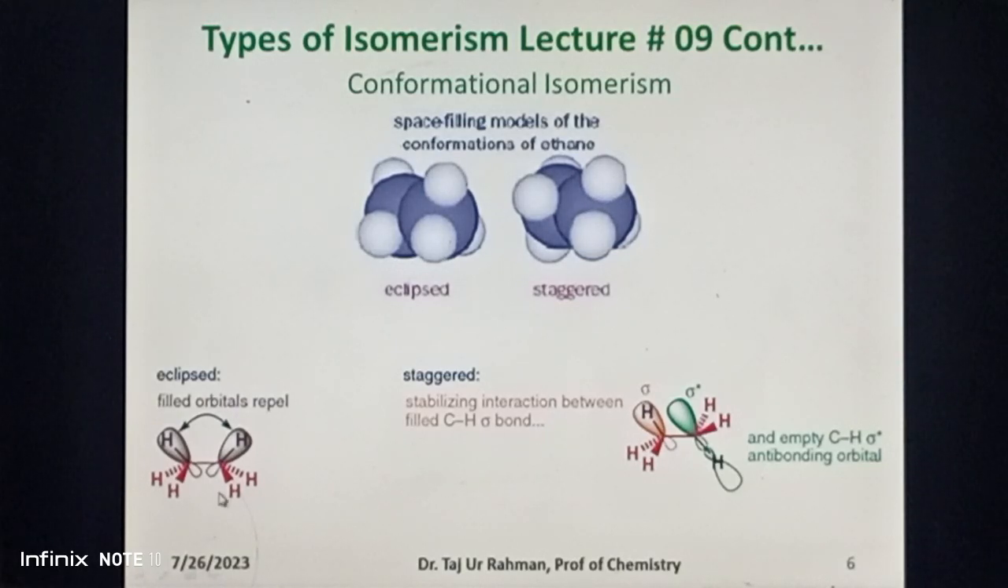In this eclipsed conformation of ethane, the carbon-hydrogen bonds on the front and rear carbons are parallel and close to one another and cause steric strain or van der Waals repulsion. Whereas in this staggered conformation of the ethane molecule, the carbon-hydrogen bonds on the front and rear carbons are further apart from each other, and thus there is low steric strain or van der Waals repulsion.